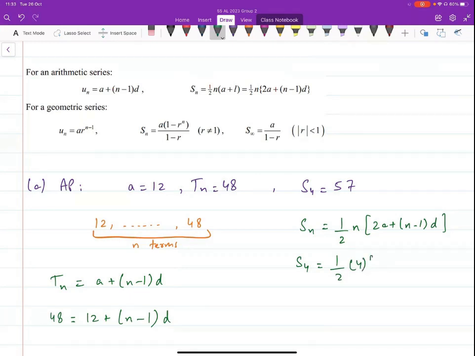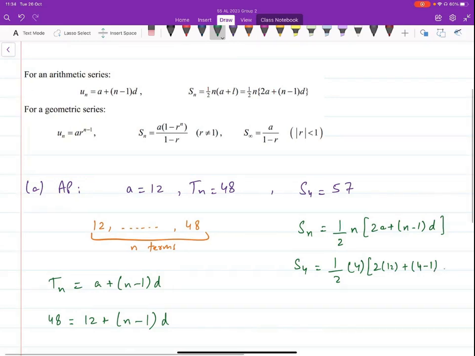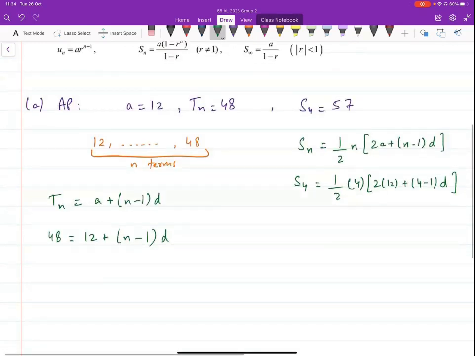We have a, which is 12. We do not know n. In fact, in this case, we know n. n की value यहाँ पे क्या है? 4 terms की बात करें, n की value 4 input कर देंगे. Minus 1 times the difference. Difference is unknown. Difference हमें नहीं पता. ठीक है? We simplify this. S4 हमें पता है क्या था? It was 57. We input 57 here.